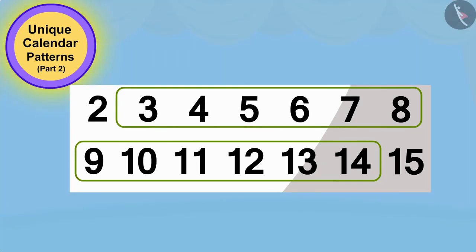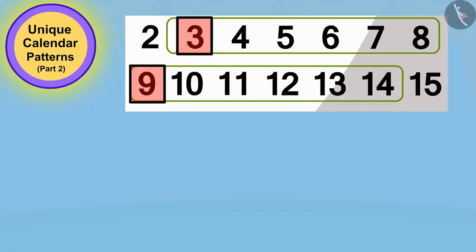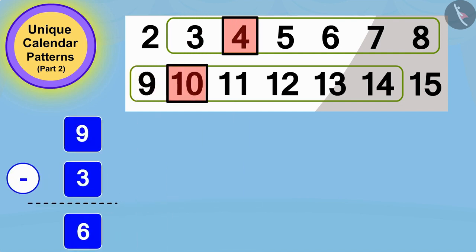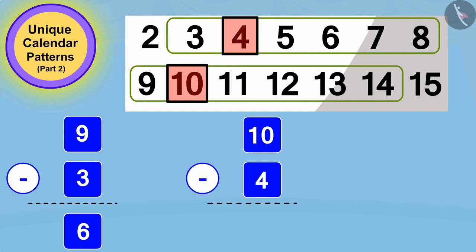Let's see. First, we will look at the group of 3 and 9. Children, if we subtract 3 from 9, how much will it be? Absolutely correct. 6. Now, if we see the next pair of numbers, 4 and 10, then, oh, what is this? After subtracting 4 from 10, once again, 6 is left.